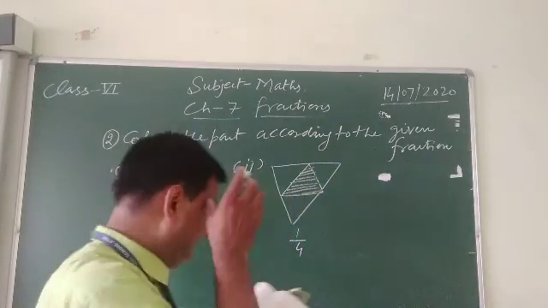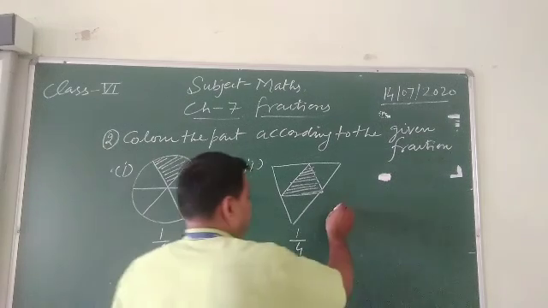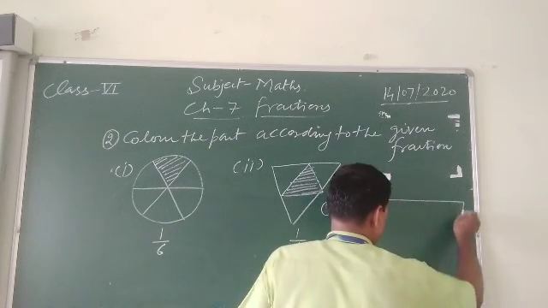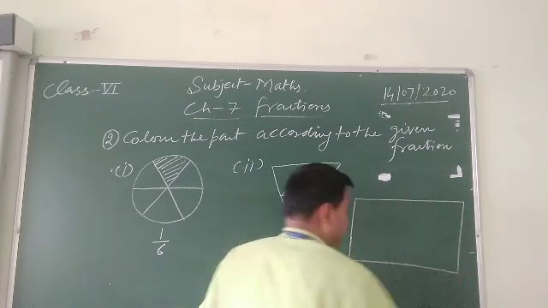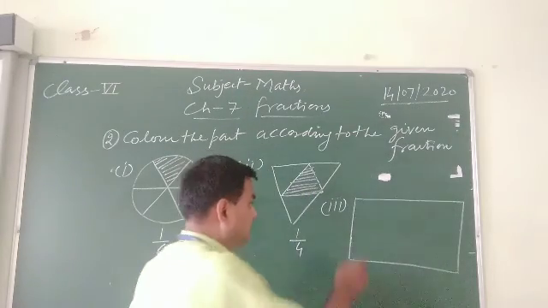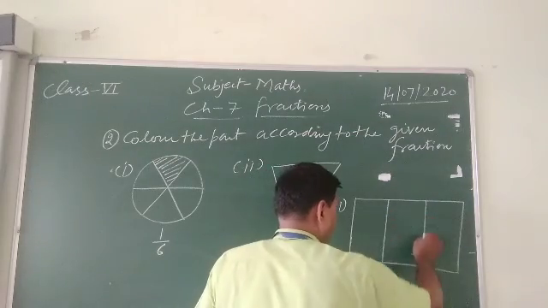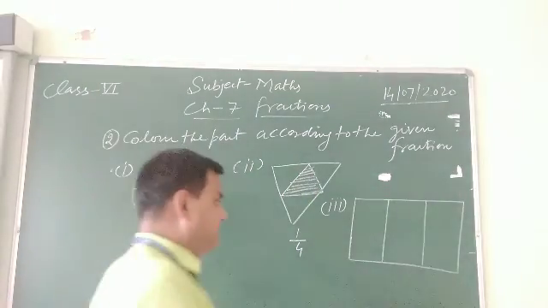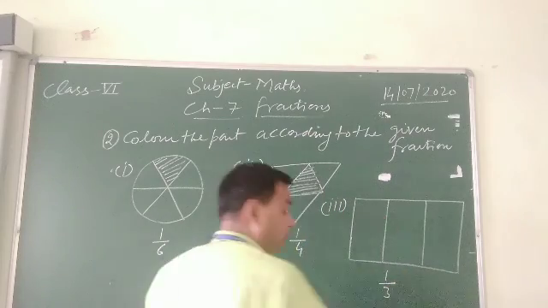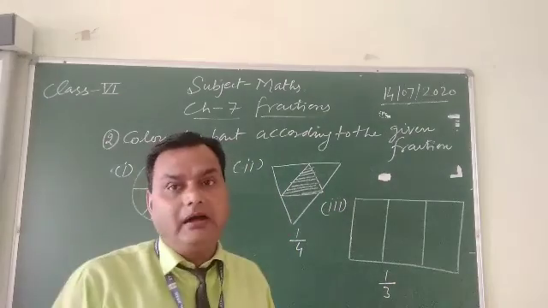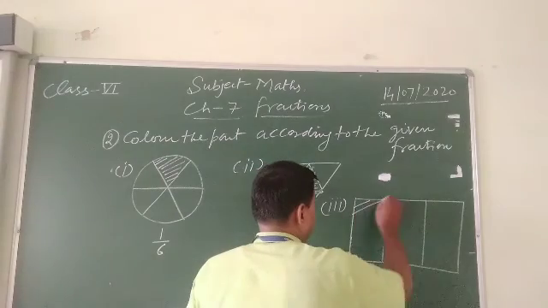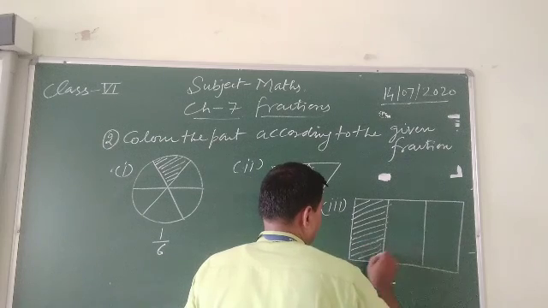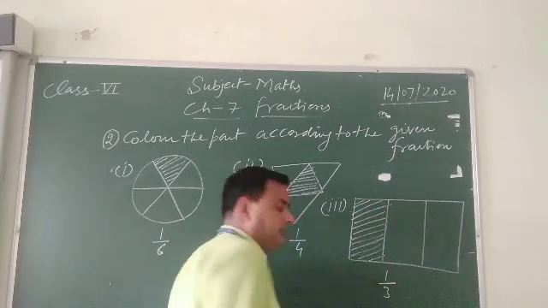Now third part is this figure is given, 1, 2, 3. There are 3 parts in the figure and fraction is given 1 upon 3. So we have to color only one part. Now we have color one part. So fraction represent 1 upon 3.